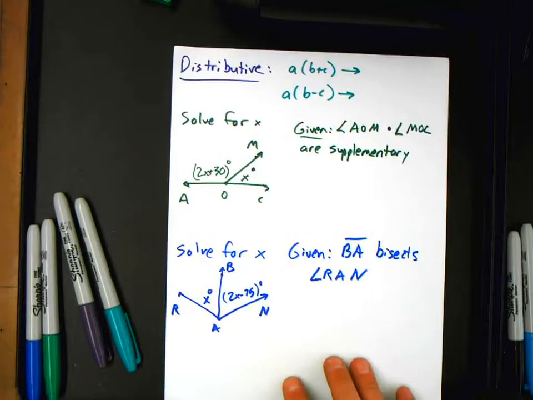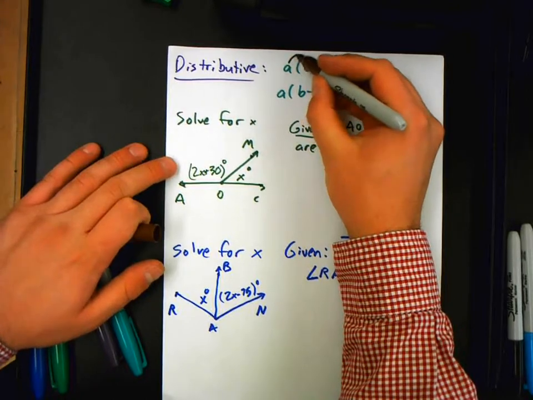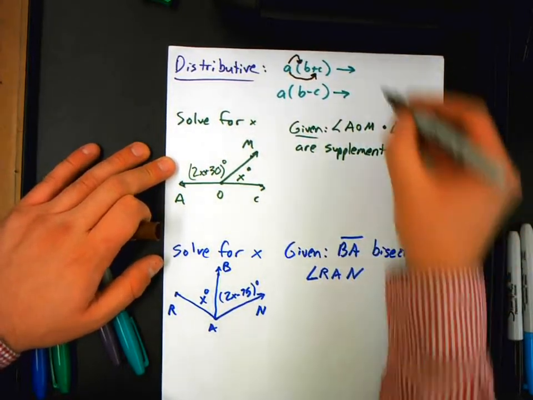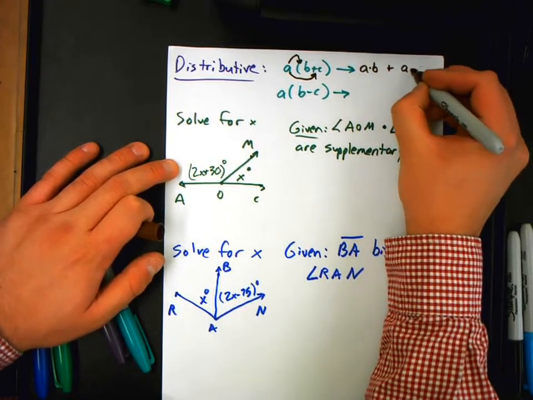And the last one that I could not fit on the previous page is distributive. If you have A times the quantity B plus C, you are going to multiply your A times the B, and you are also going to multiply your A times the C. So it is equal to A times B plus A times C.